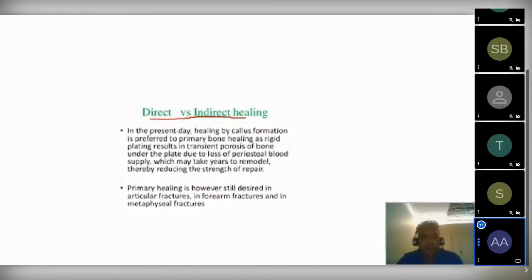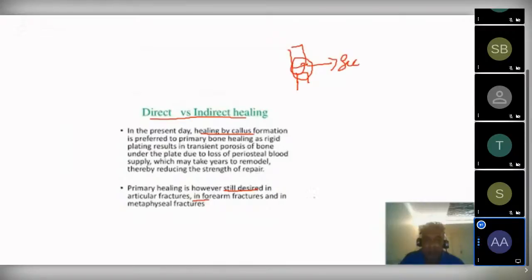Once again, I will tell you. In present day, healing by callus formation is preferred. What I was telling you, I will show you some X-ray later on. If there is a gap, there is excessive callus. This is a secondary healing because of excessive callus. Primary healing, however, is still desired. What is desired by the orthopedic surgeon managing the fracture is primary healing in articular fractures.